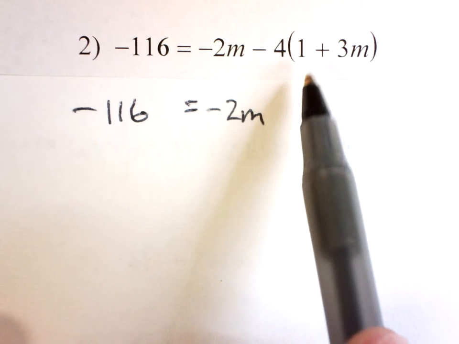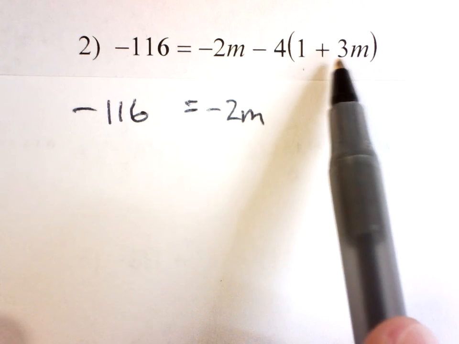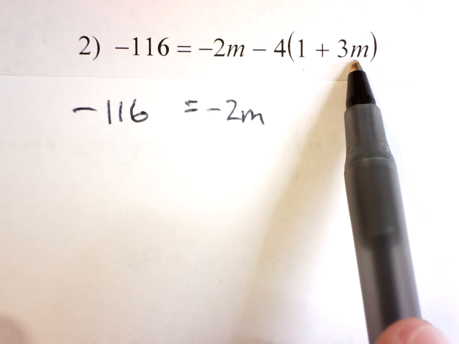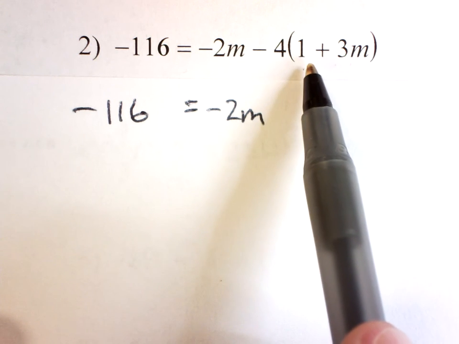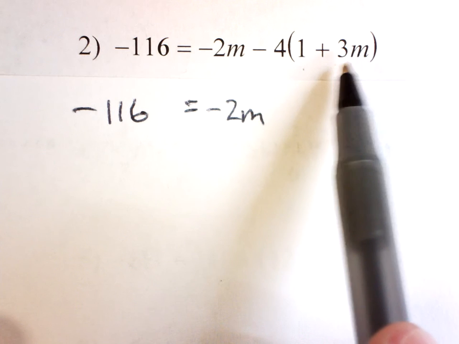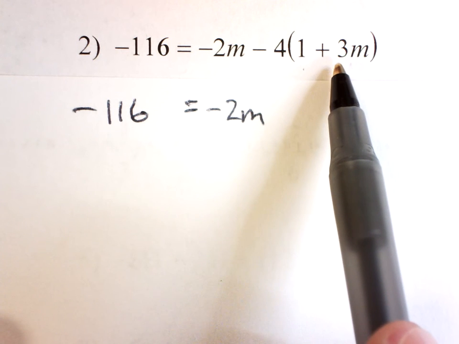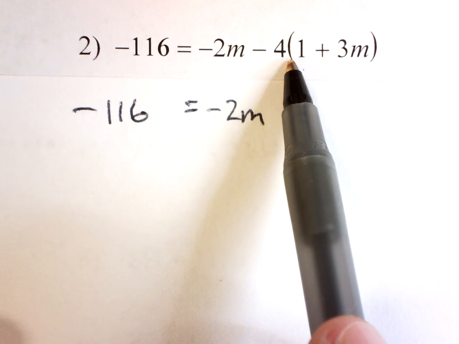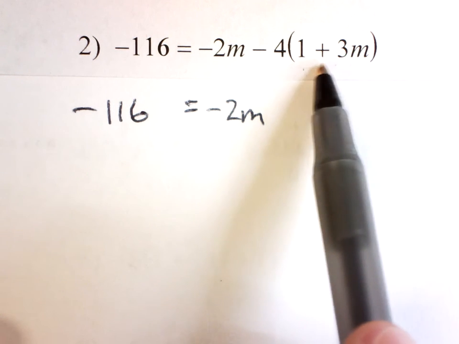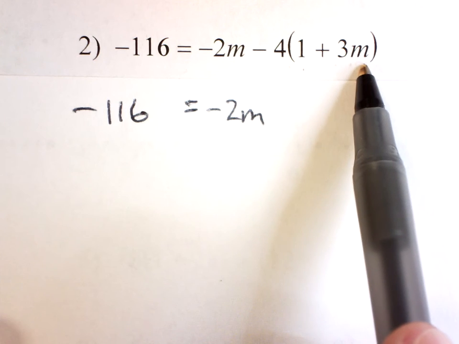Notice I cannot add these two up. That's a 1, that's a 3m. They're not like terms. That's got an m, that doesn't. So don't be tempted to add this 1 and the 3 and get 4m. That can't work. They're not like terms. But remember what parentheses mean. Whenever I have a number touching parentheses, it means this number multiplies everything on the inside.